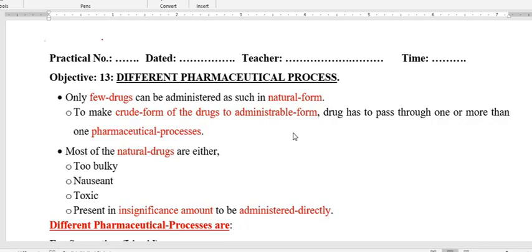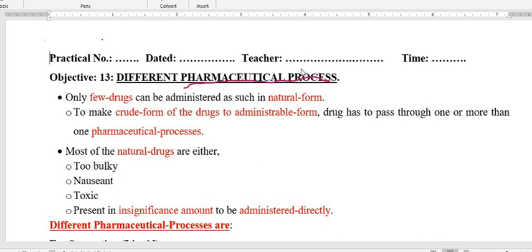So let us start practical class number 13, which is about the pharmaceutical processes. So, different pharmaceutical processes. The first question is why are these different pharmaceutical processes required?